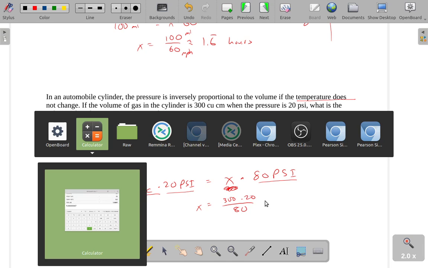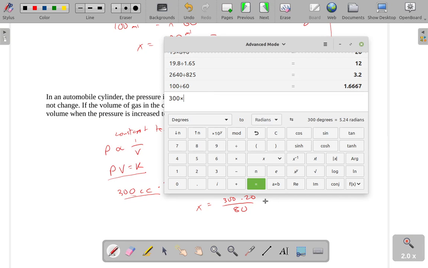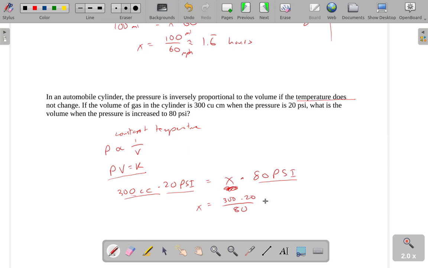Plug that into my calculator. 300 times 20 divided by 80. That's 75. And this should be in cubic centimeters. Let me think about what this means.